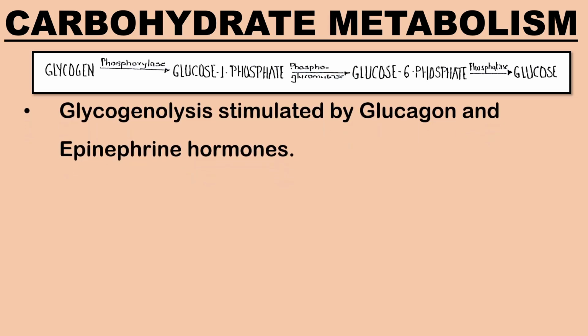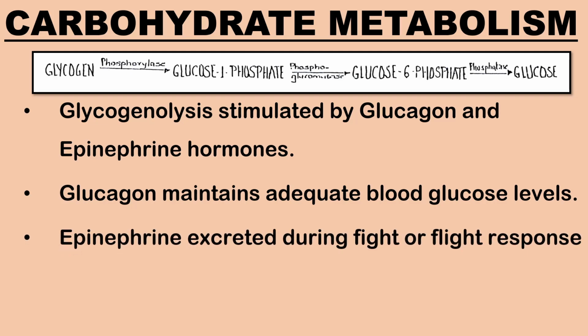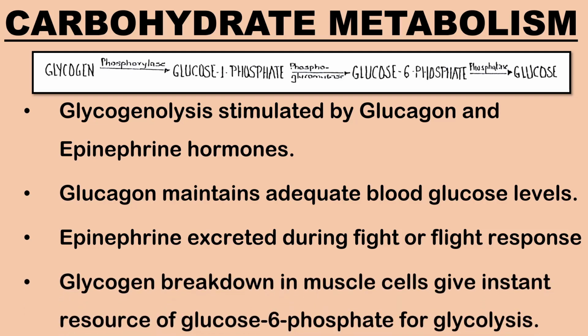Glycogenolysis is stimulated by the hormones glucagon and epinephrine, or adrenaline. Glucagon is released from the pancreas when the blood sugar level is low in order to maintain adequate blood glucose levels. Epinephrine is excreted during the fight or flight response. Glycogen breakdown in muscle cells gives an instant resource of glucose 6-phosphate for glycolysis.